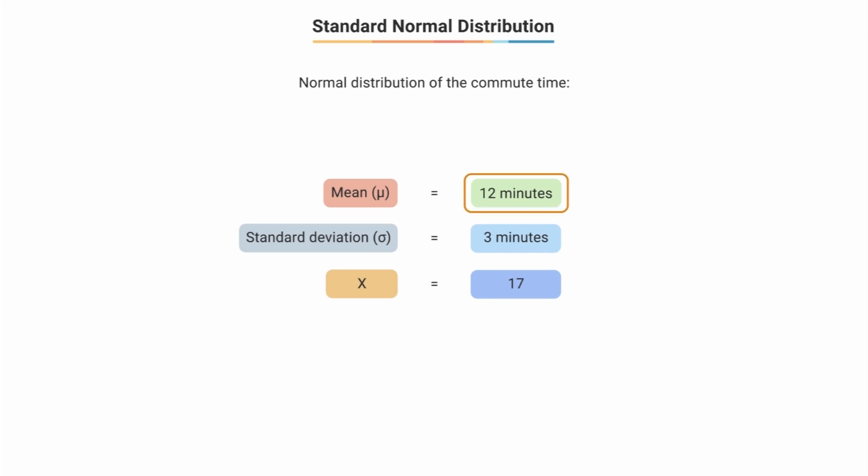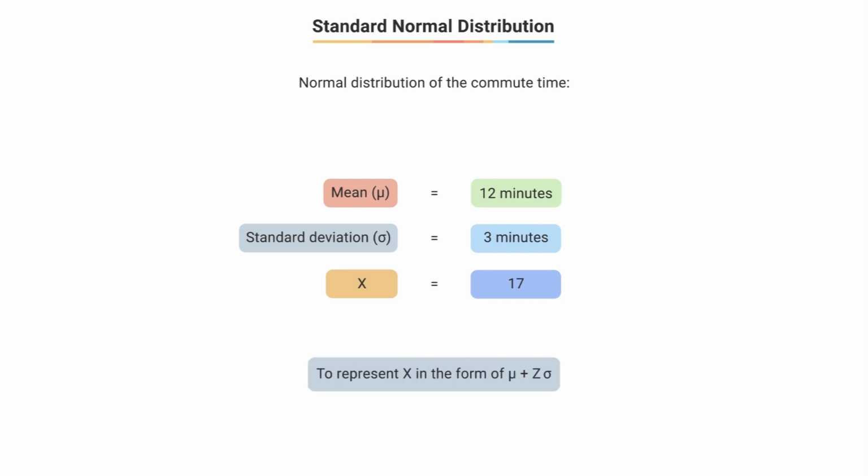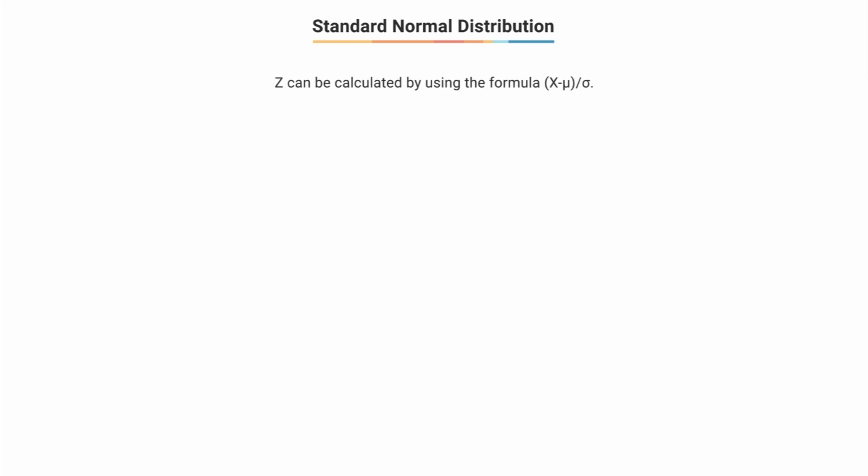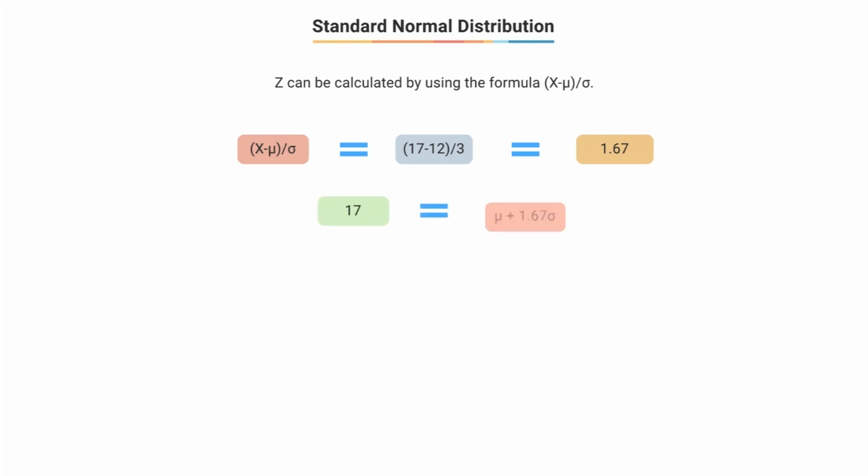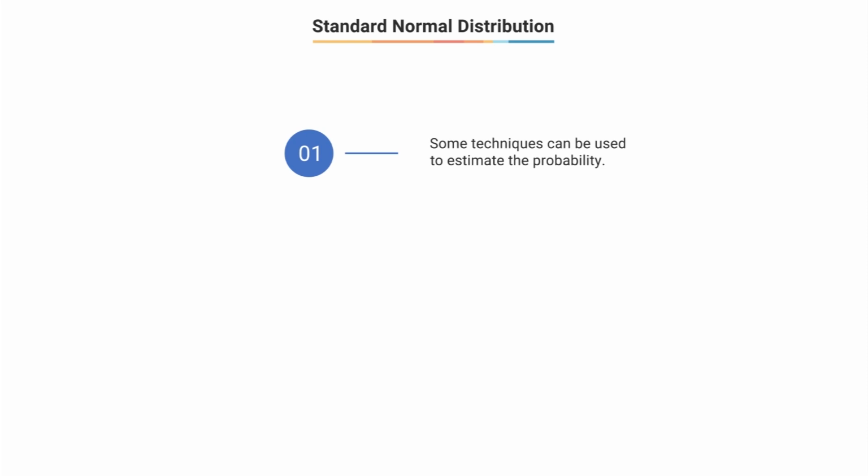Here we can see that mu is 12 and x is 17, and the difference between these two values is 5. So if we have to represent x in the form of mu plus some multiple of sigma, then we can find this multiplication factor by using x minus mu divided by sigma. For instance, in our case, x minus mu upon sigma comes out to be 17 minus 12 upon 3, which equates to 5 by 3, which is around 1.67. We can now represent 17 as mu plus 1.67 sigma, and we can use some technique to estimate the probability.